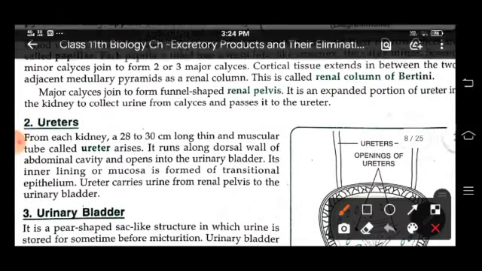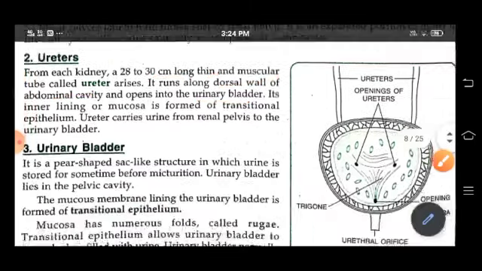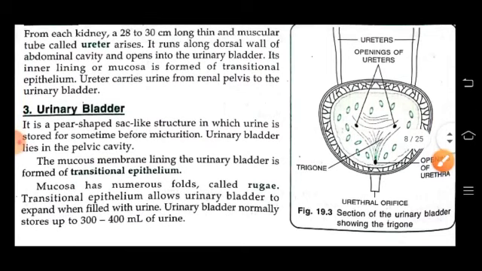Next are the ureters. These ureters are about 20 to 30 centimeter long, thin and muscular tubes which arise from the kidney. They run along the dorsal wall of the abdominal cavity and open into the urinary bladder. The ureters carry urine from the renal pelvis to the urinary bladder.